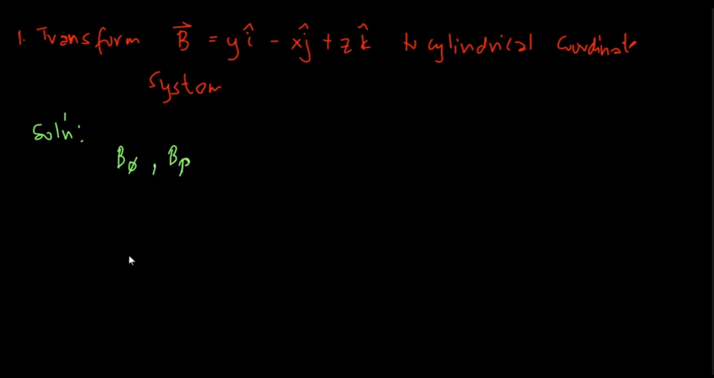So in order to get these, we take the rectangular vector and take its dot product with the unit vector representing the scalar quantity. Of course, we have here our b sub z, which is equal to z k hat, as given. So it is already given from this equation. Then b sub phi is equal to vector b dot phi hat. So we just substitute.